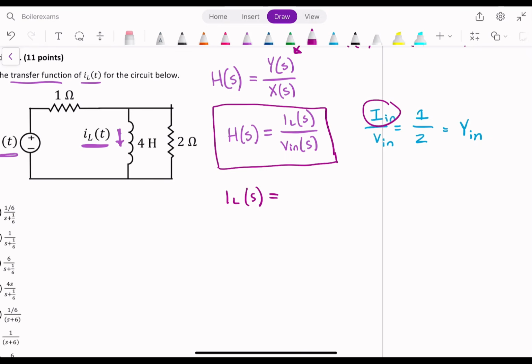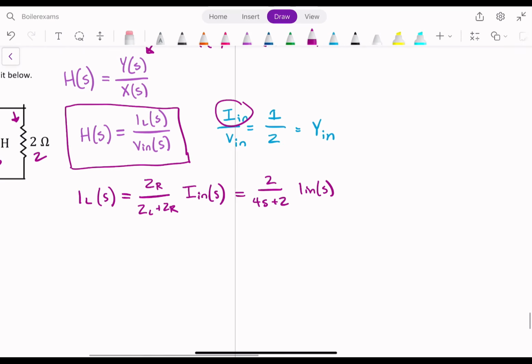And the way that we're going to do that is we're going to perform current division. So the input current splits at these two branches. And so the current through the inductor is equal to, by current division, the impedance of the alternate branch, which is our resistor, divided by the sum of the impedances multiplied by I sub n of s. So this is an impedance of 2, this is an impedance of 4s. The impedance of an inductor is equal to L times s, with s being our complex frequency. And so this is equal to 2 divided by 4s plus 2, I sub n of s. And so this is equal to 1 over 2s plus 1, I sub n of s.